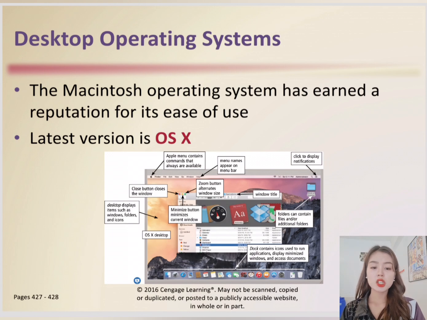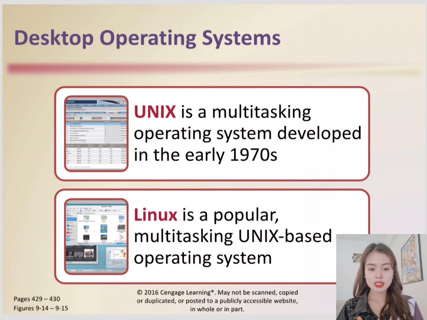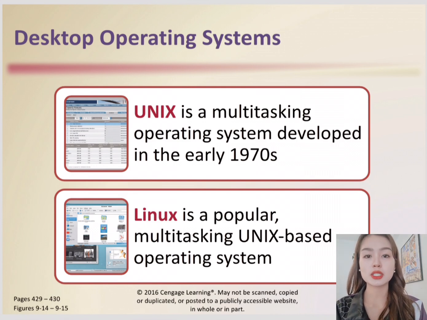The Macintosh operating system is known for its ease of use. The latest version is OS X. Unix and Linux: Unix was developed in the early 1970s as a multitasking OS, widely used in servers and workstations. Linux is a Unix-based OS, open source, and widely used in different industries, including web hosting and cybersecurity.